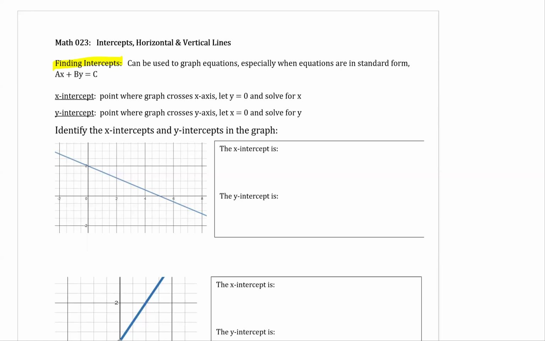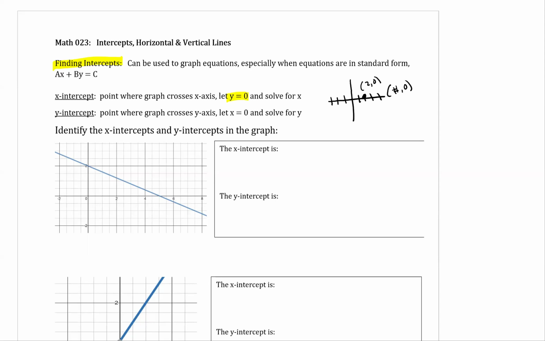To find an x-intercept, this is going to be the point where the graph crosses the x-axis. Let y equal 0 and solve for x. So let's take a second and look at a grid, and just think logically that any point on the x-axis is going to be a number and then 0. For example, that point I just put right here would be over 2, up 0. So to find any point on the x-axis, you let y equal 0. So an x-intercept will be a number and then 0.